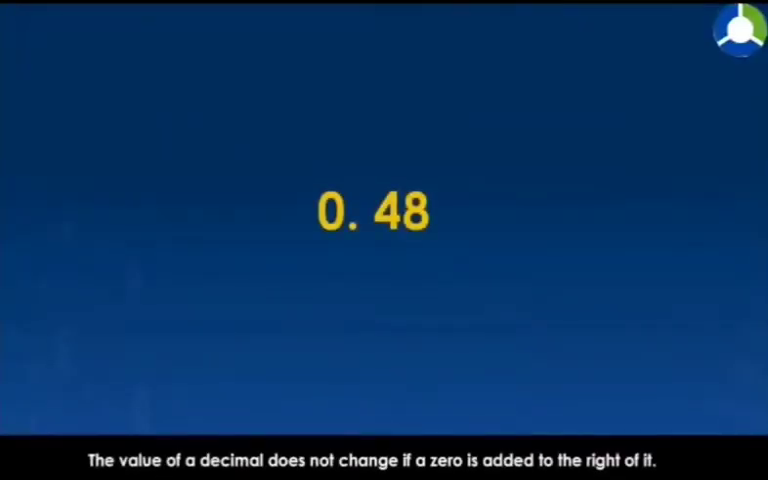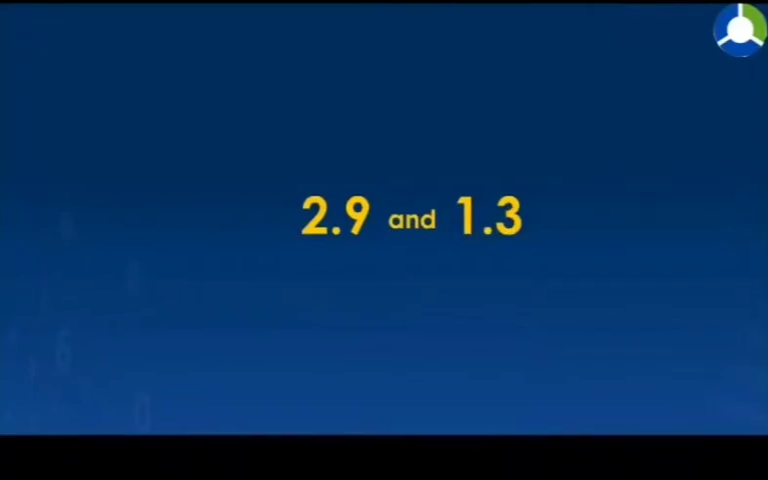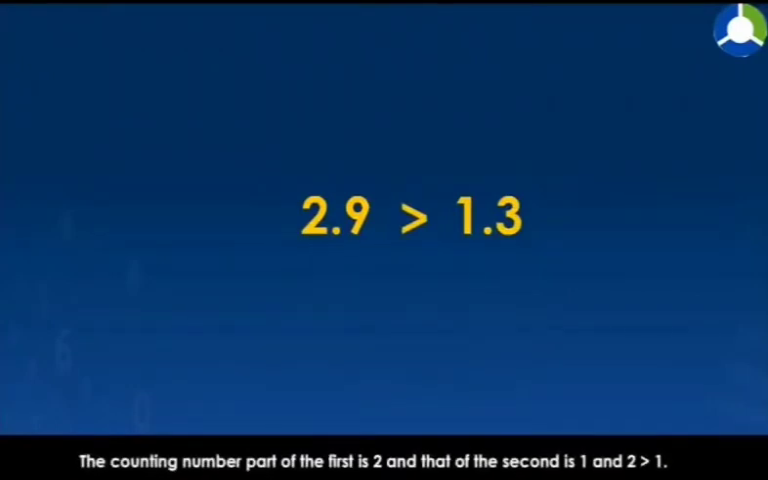Comparison of decimals. The value of a decimal does not change if a 0 is added to the right of it. Also, if a decimal ends with a 0, the 0 may be omitted without changing the value. Consider the decimals 2.9 and 1.3. We can easily say 2.9 is greater than 1.3 because the counting number part of the first is 2 and that of the second is 1, and 2 is more than 1.